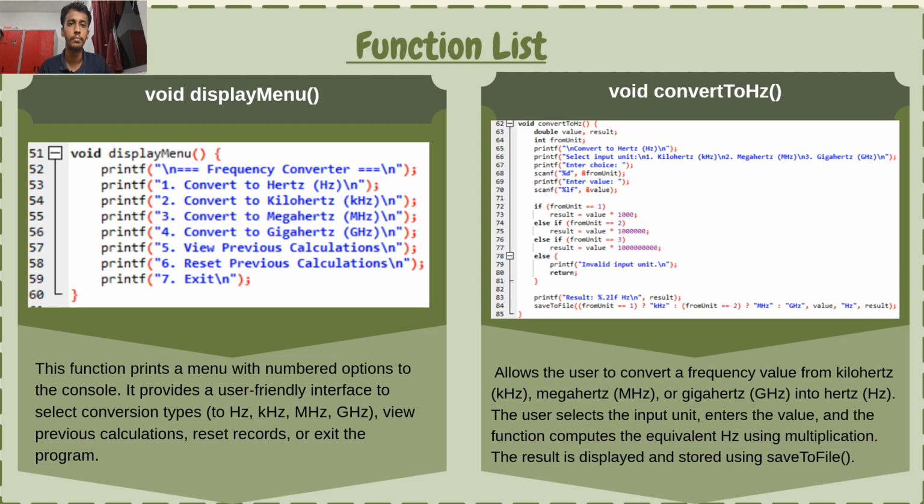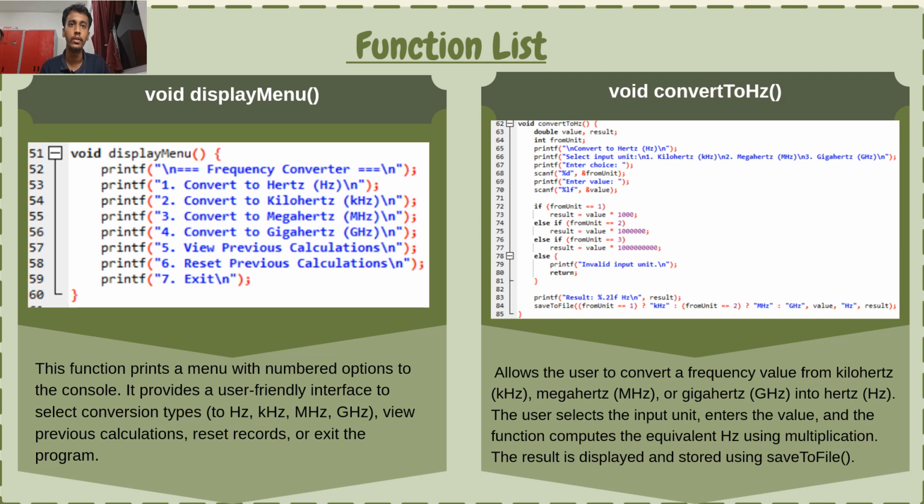So now I'm going to explain the functions in our frequency converter project. On the left, we have the display menu function. You can see from the code that this function simply uses a few printf statements to show the full menu to the user. It includes all the options: converting to kilohertz, hertz, megahertz and gigahertz, and also viewing or resetting the previous calculations, or exit. This is the first thing the user sees when they run the program.